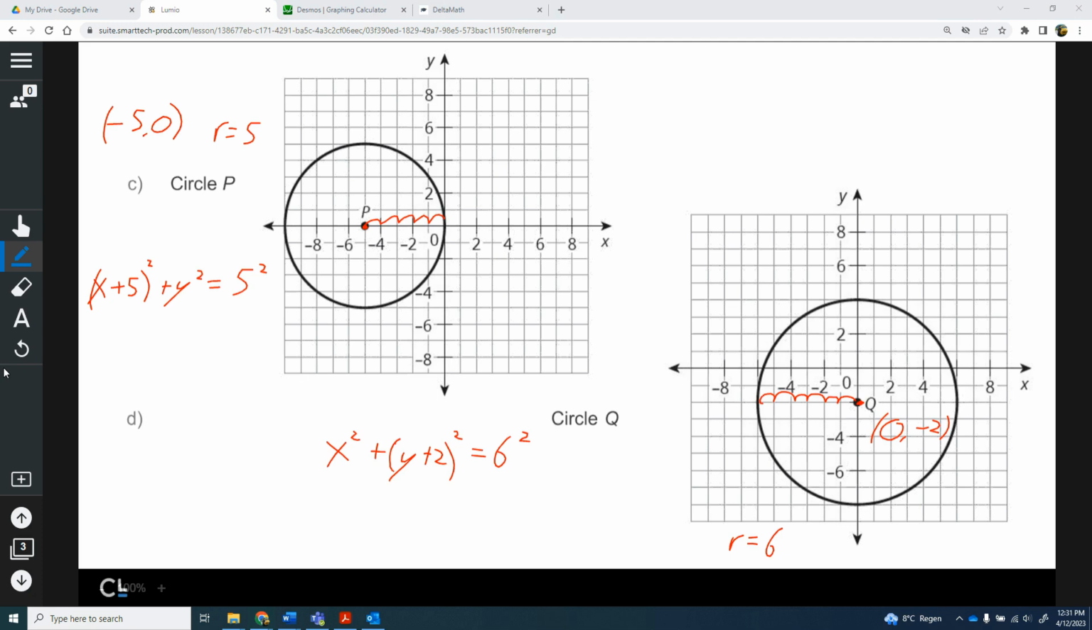Welcome back. So I need to determine the center of the circle. So this is going to be my 0 in the x direction, and then minus 2 in my y direction. So then I put x, no number, and y plus 2. They're both squared. And I've got to find the radius, so I can just count over, or I could count up, and I would get that it's 6, so it's 6 squared.